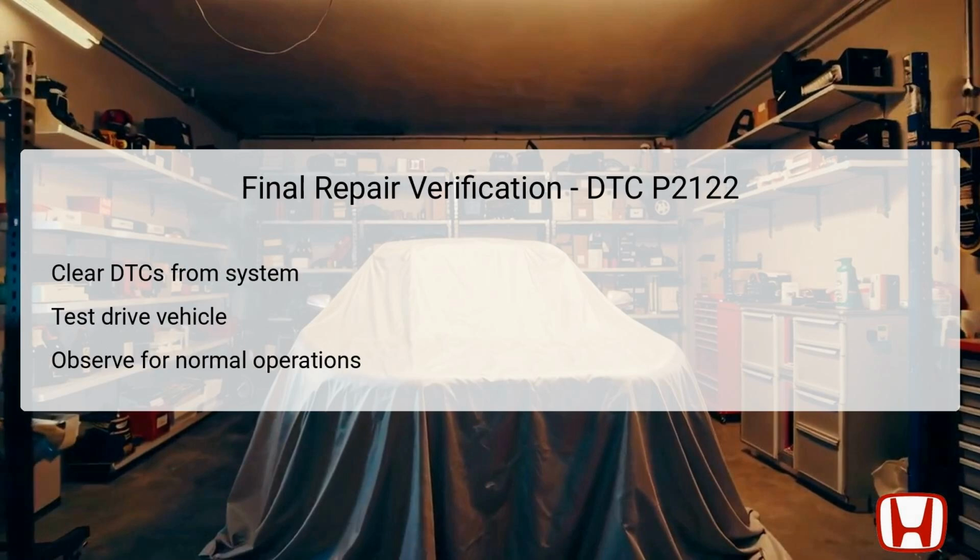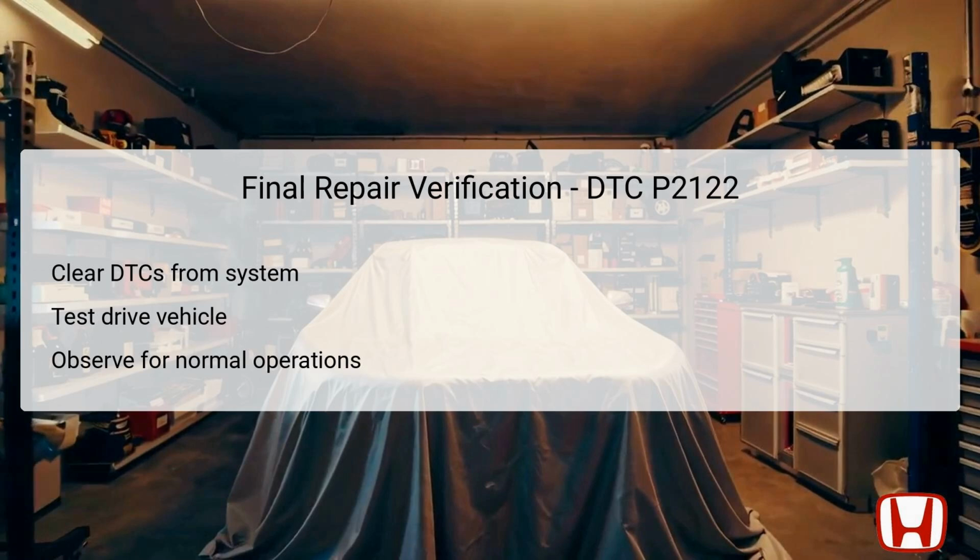After successfully completing repairs concerning DTC P2122, it is essential to verify that all repairs are effective. This involves clearing the Diagnostic Trouble Codes, DTCs, from the system to reset the Engine Control Module, ECM. Following this step, a test drive is crucial to observe the vehicle under real-world conditions. During this drive, technicians must pay close attention to the throttle response and overall engine behavior.